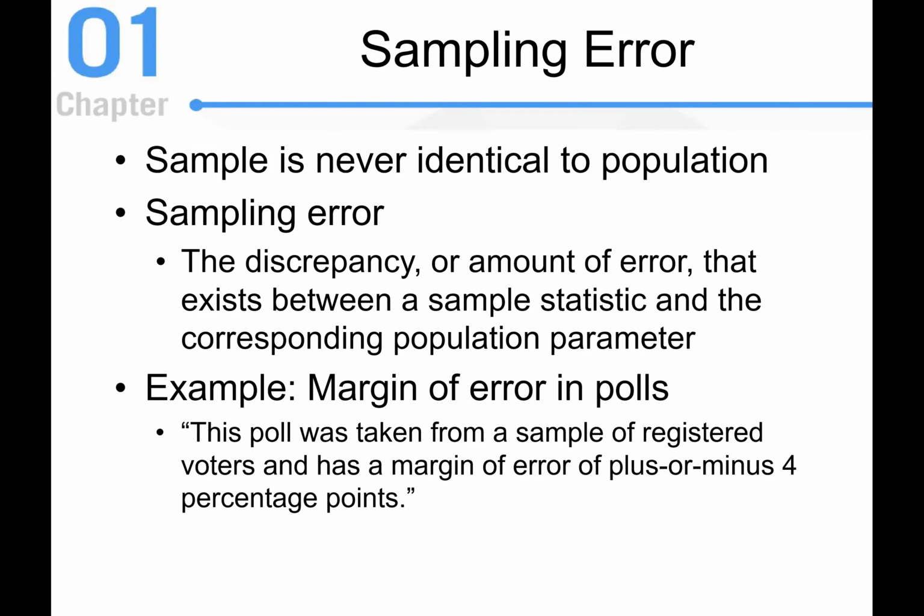In the case of my example, the average height for the population of bunny rabbits is a population parameter. The average height for the 20 bunny rabbits in my study is what is called a sample statistic. And those two numbers are not going to be the same. The discrepancy or difference between those two is what is called the sampling error.